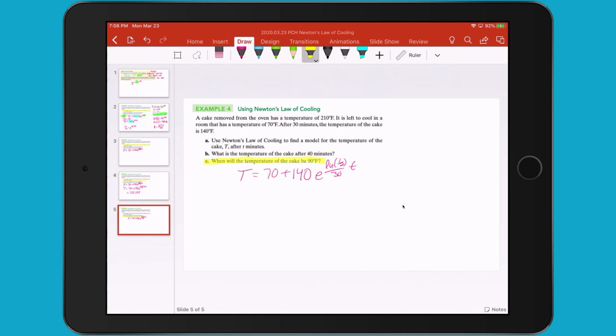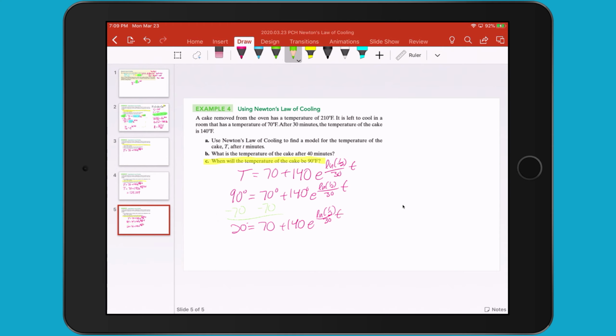So now we're going to plug in 90 degrees for the temperature, and we're going to solve for time. So first thing I'm going to do is subtract 70 from both sides. So that's 20 equals 70 plus 140e to the natural log of 1/2 over 30t.